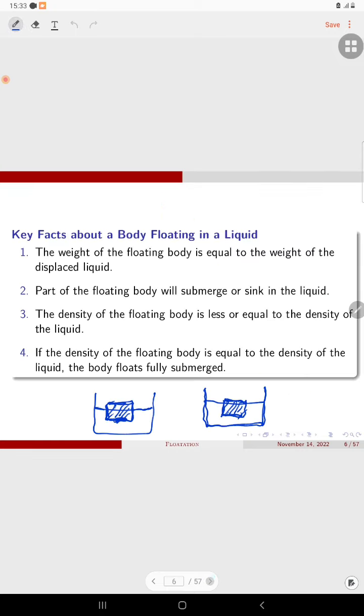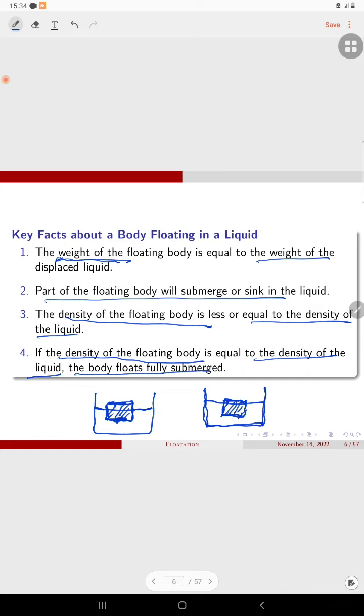Then if a body is floating, these facts hold. The first one is that the weight of the floating body, as we know from the law, is equal to the weight of the fluid displaced. Part of the floating body will submerge or sink. Then the density of the floating body is less or equal to the density of the liquid. And finally, if the density of the floating body is equal to the density of the liquid, then the body floats fully submerged.